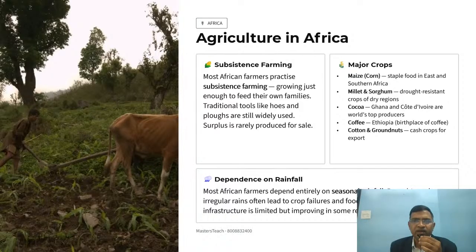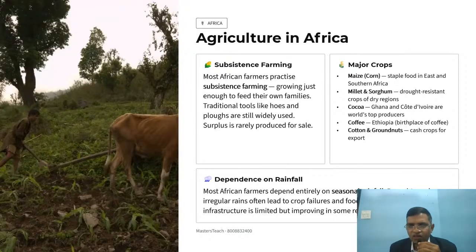Most farmers practice subsistence farming. That means growing just enough to feed their own families, not for commercial purposes. And they still use traditional hoes and plows. Surplus is very rarely produced, only for their own food, and mainly they depend on rainfall. They don't have a lot of canals and dams. Most Africans depend entirely on seasonal rains. Droughts and irregular rains often lead to crop failure and food shortage.